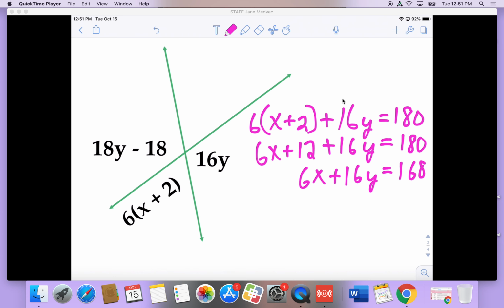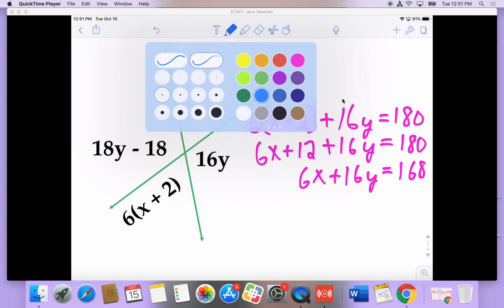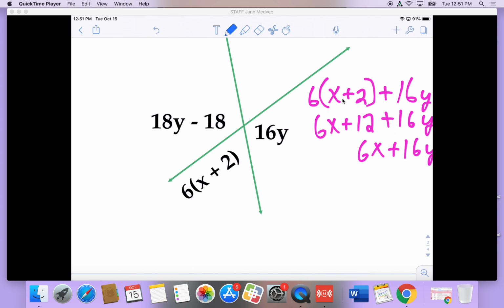Okay? Now, can I solve for x and y? I can't. I've got a problem, don't I? Because I have two variables. I don't have another equation where I could do substitution or elimination. So I have a problem there. I like what I have and I can use it, but right now it's not helping me. So I've got to go off to the side and do something else. Where are some other relationships that I could use?